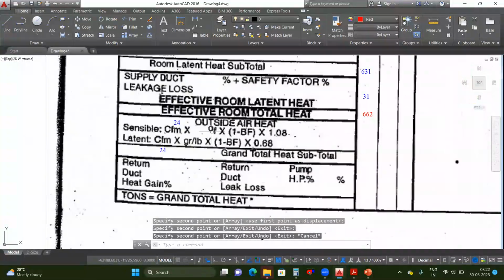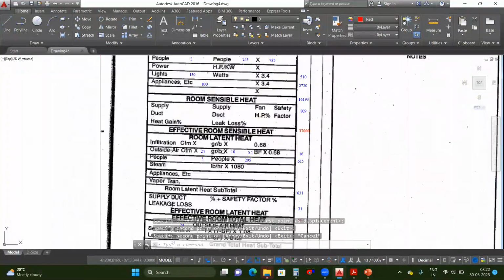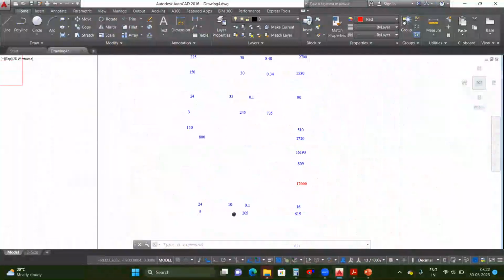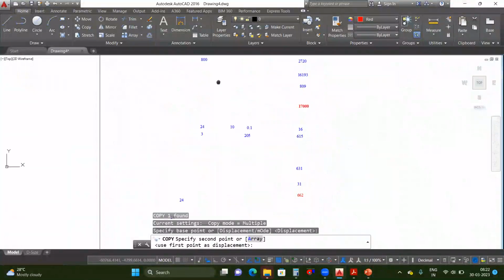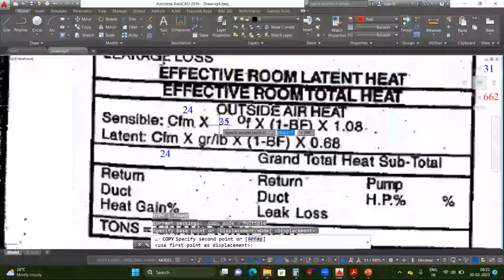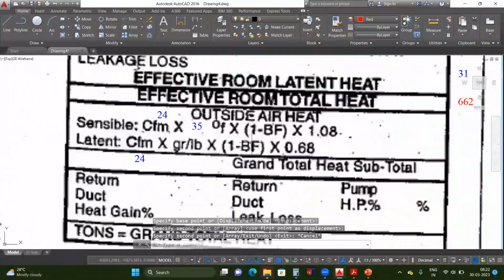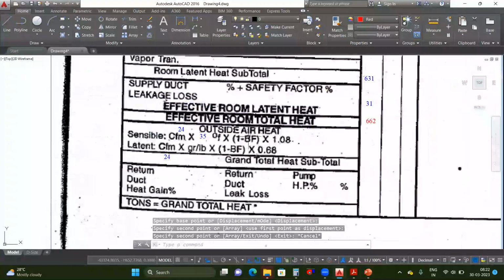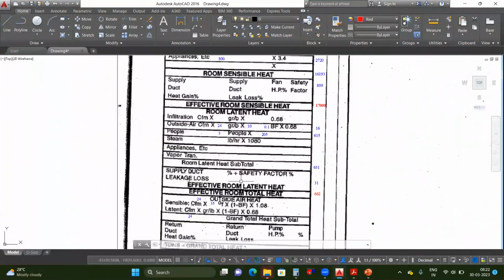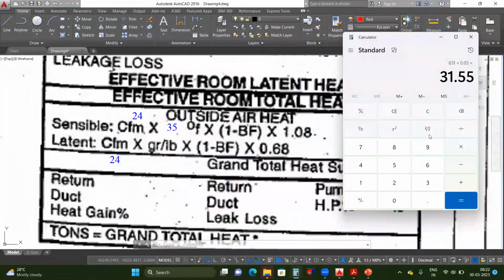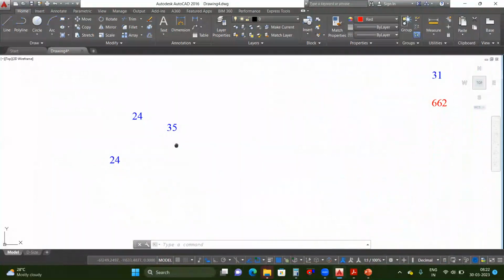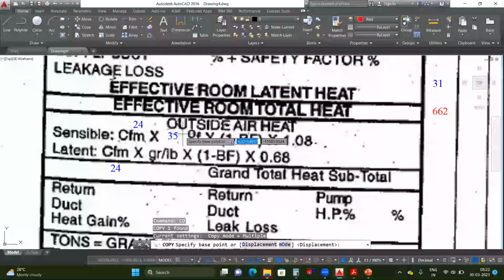Okay, so next one is temperature, dry bulb temperature. How much is that? 35 here. So I will write 35 here, and 1 minus bypass factor we need to do here. What is the bypass factor here? It is 0.1. Okay, 1 minus 0.1, how much will we get? We'll get 0.9.